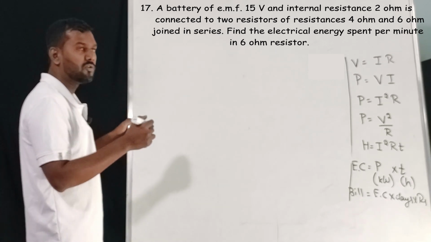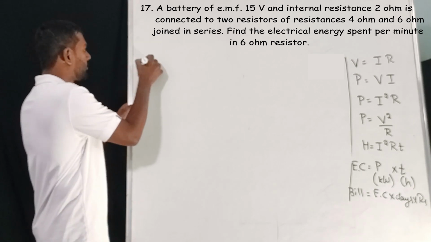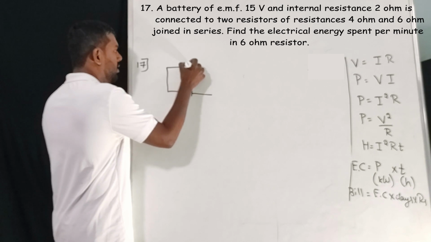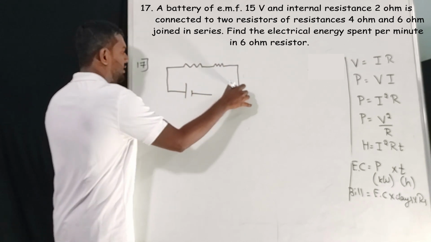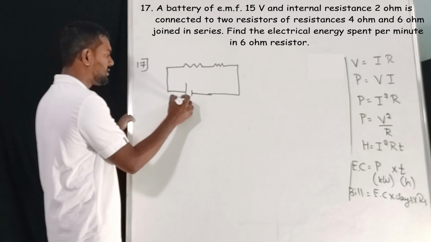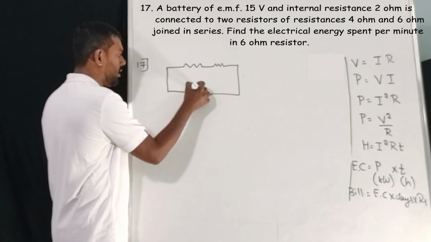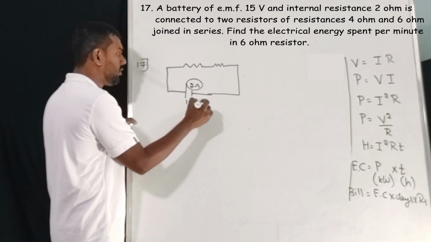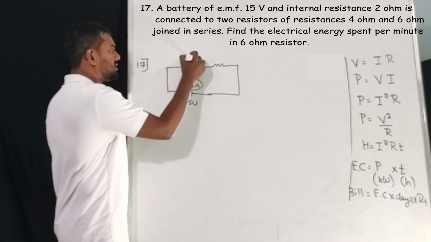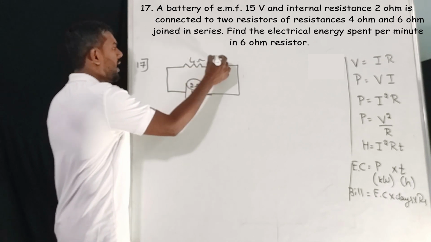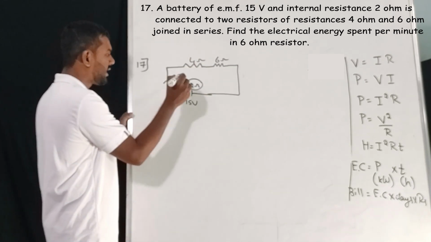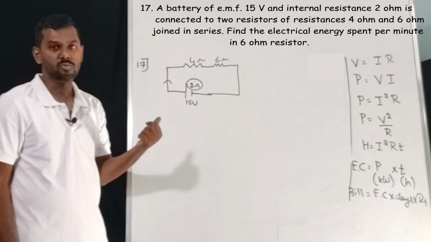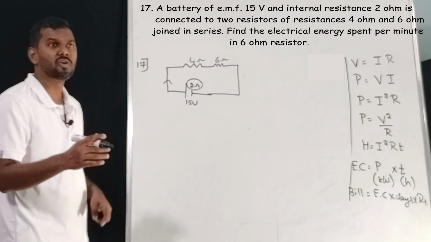A battery of EMF 15 volts. I'll draw the diagram instead of writing the data. There is a battery and there are two resistors connected in series. The internal resistance is nothing but the battery resistance, 2 ohm, and the voltage is 15 volt. They have given two resistors, one is 4 ohm and another is 6 ohm, and there is a current flowing through. These kinds of questions will be very easy for you if you have solved 8B numericals. Now listen, this is the given data.